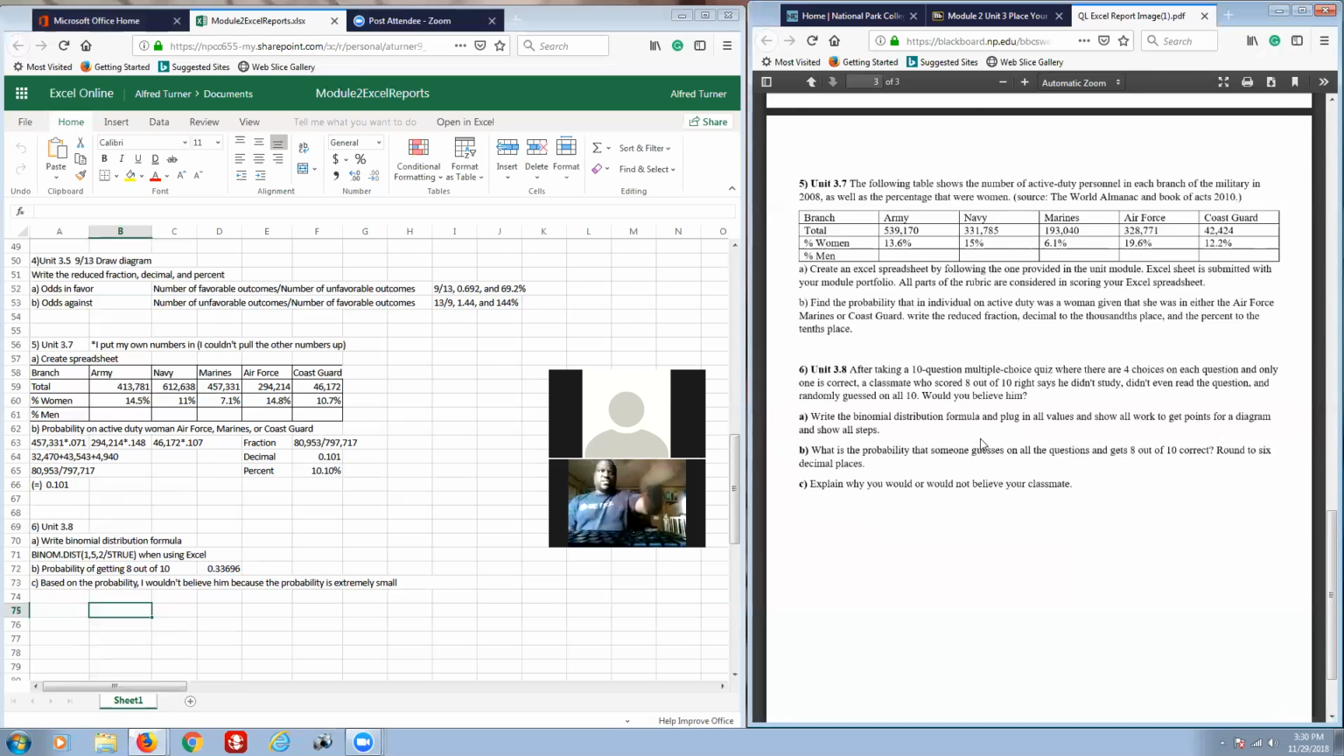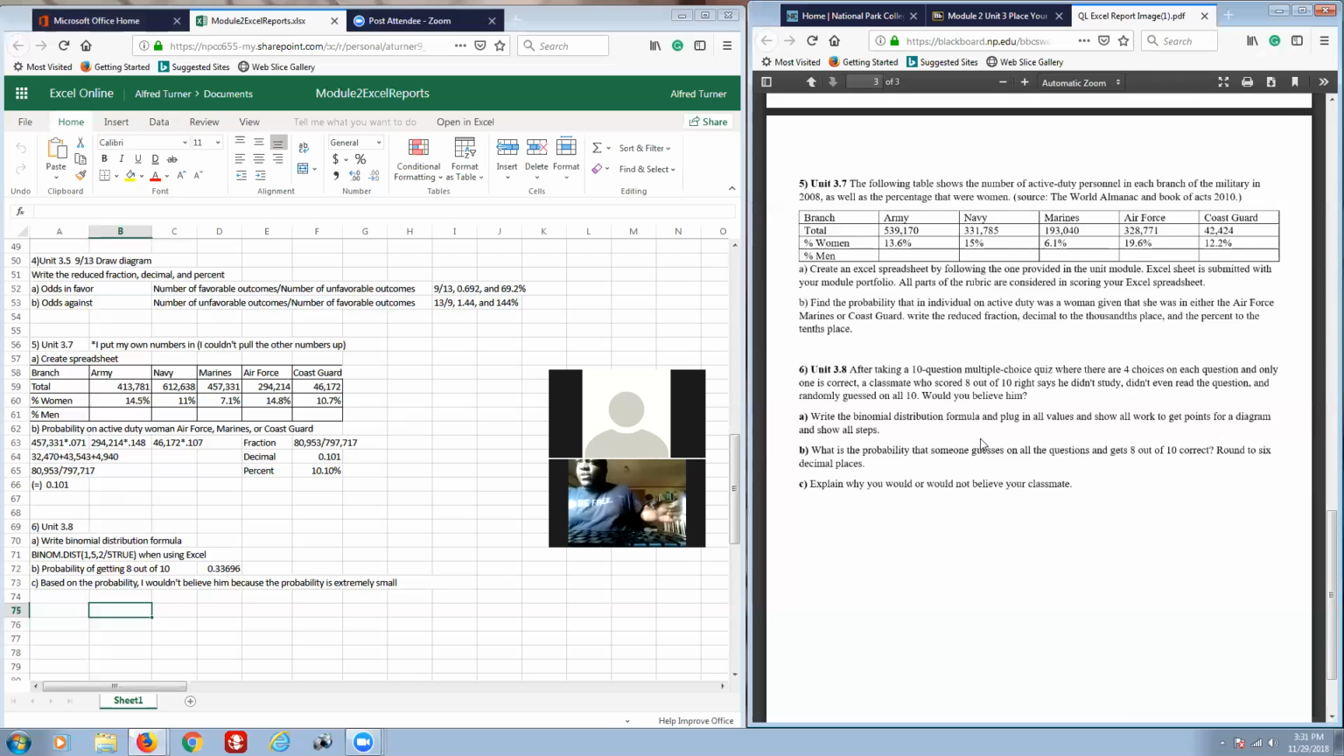Find the probability that the individual on active duty was a woman, given that she was in either Air Force, Marines, or Coast Guard. Write the reduced fraction, decimal, and percent. Okay, what I did, I took the Army, multiplied it by the percentage. Hold on. No, I took them. It asked for, step by step, Air Force, Marines, and Coast Guard.